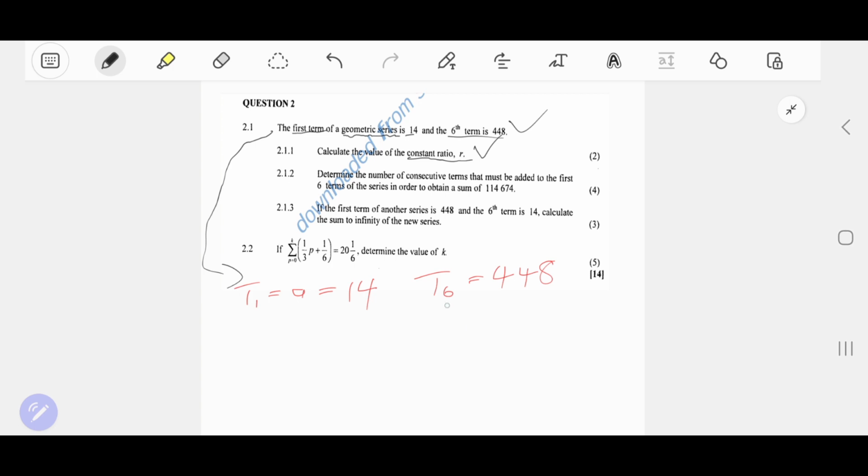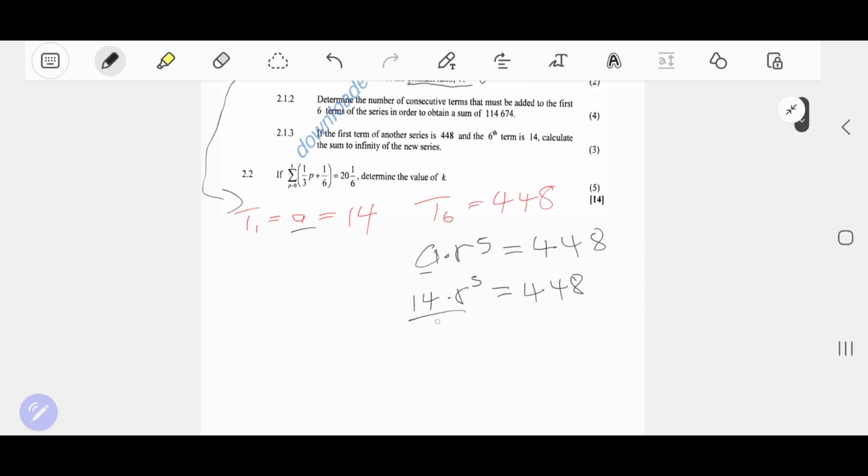We know my T6, I can represent it with A multiplied by R to the power of the number that is one less than 6, which means it's going to be 5. Then it's going to be 448. But remember, I know my A, that is 14. So this means I have 14 multiplied by R to the exponent 5, which is going to be 448. And then I go on, people, divided by.